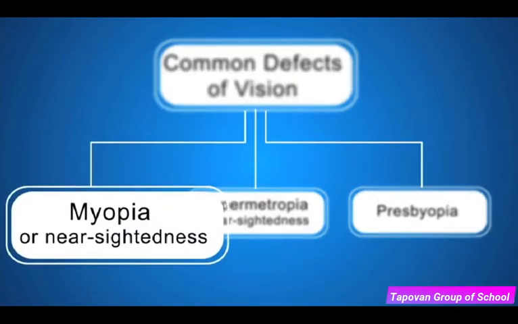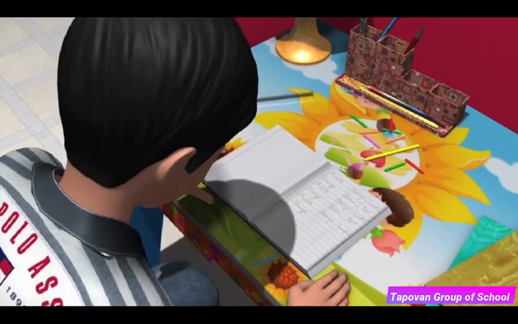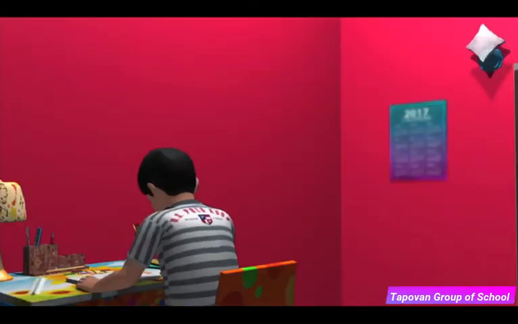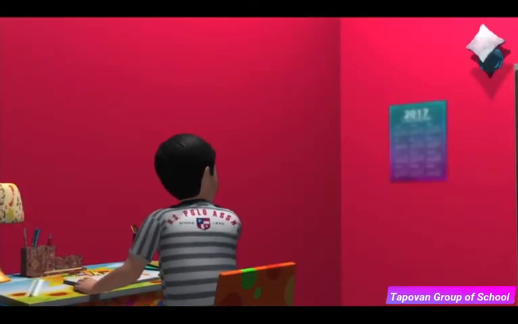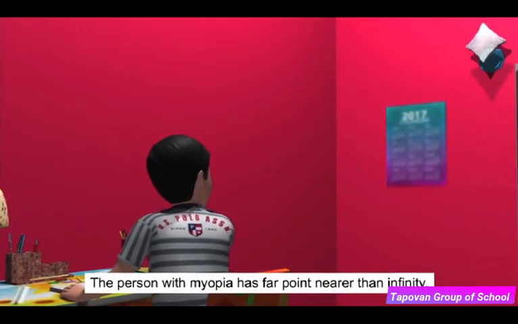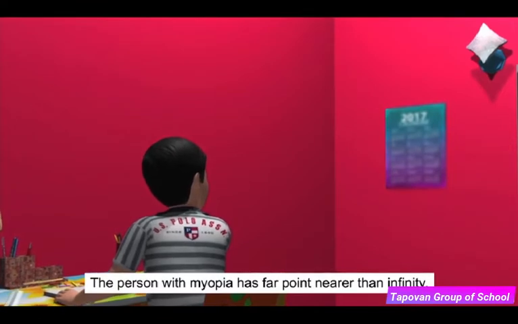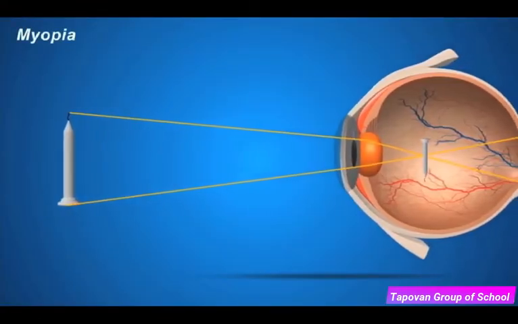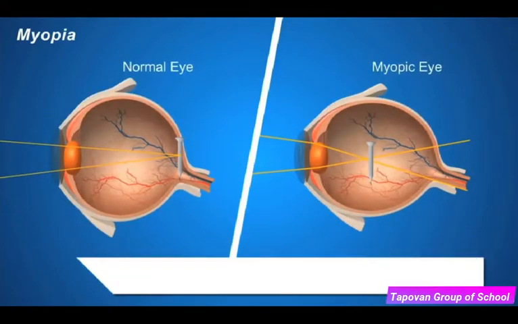Let us start with myopia. Myopia is also known as nearsightedness. A person with myopia can see the nearby objects clearly, but cannot see the distant objects distinctly. A person with this defect has the far point nearer than infinity. In a myopic eye, the image of a distant object is formed in front of the retina.